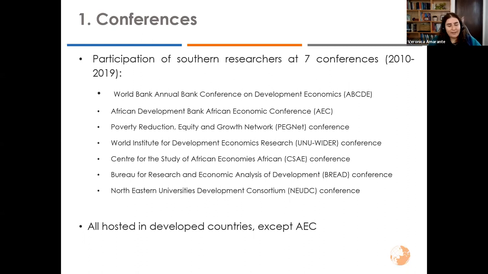As I said, our first step is to look at conferences, and the paper presents an analysis of the participation of Southern researchers at 7 development conferences which took place in the last decade. Basically, there you have the names of the conferences. They are all very well-known conferences in the area of development.